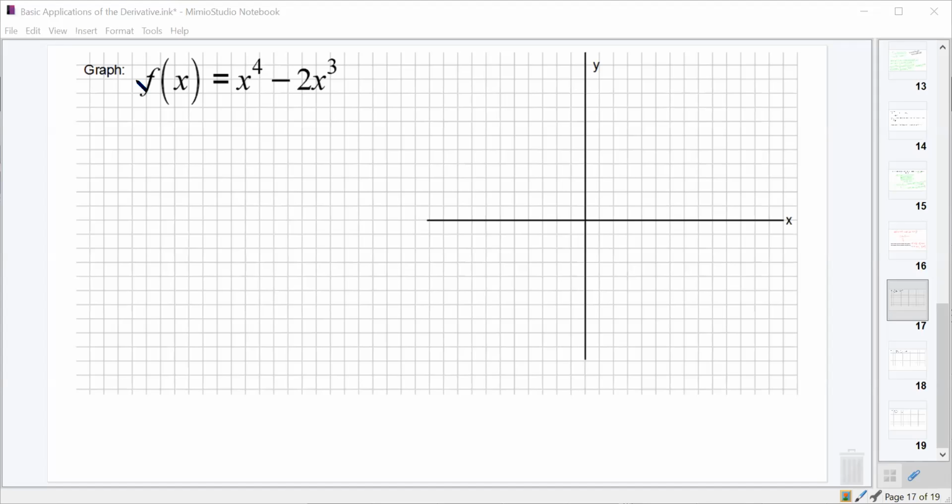All right, how are we doing with this? What have we found so far? Did we find anything for this function before taking the derivative if we needed to graph it, perhaps x and y intercepts? So we could set this equal to 0 and factor out the x cubed and find out that this should have intercepts at x equals 0 and x equals 2.